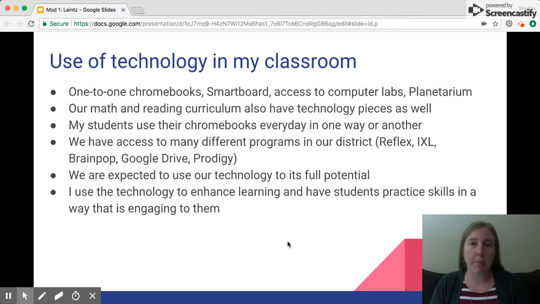They seem to pick it up pretty quickly, and they love to do assignments on their Chromebook instead of on paper. I feel pretty comfortable using things like Google Classroom, and I try to use technology to enhance learning and have students practice skills in a way that is engaging to them.